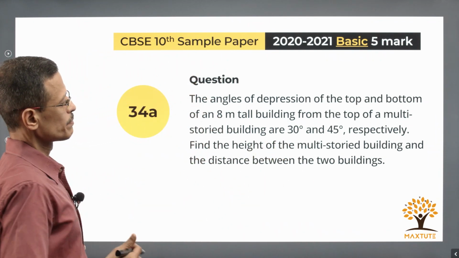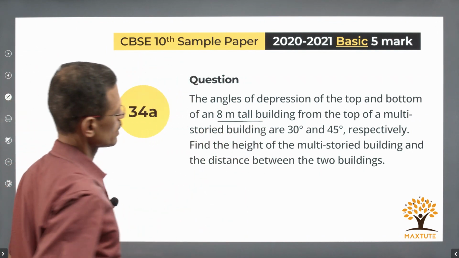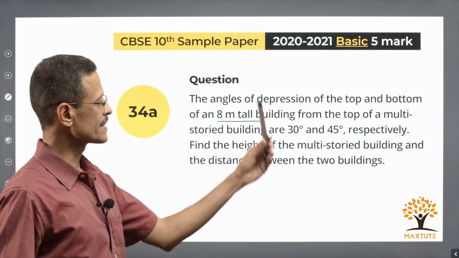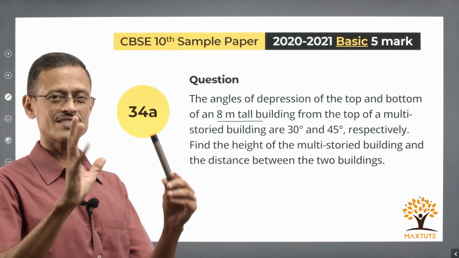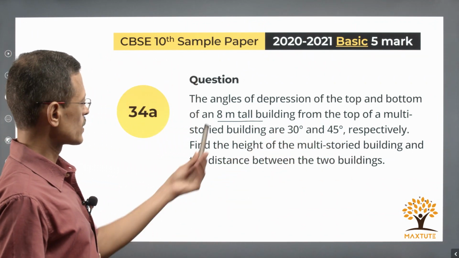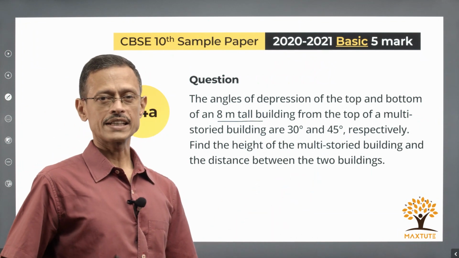The angles of depression of the top and bottom of an 8-meter tall building from the top of a multi-storied building are 30 degrees and 45 degrees respectively. We'll understand what it is in the next slide. Find the height of the multi-storied building, because we know the height of the other building, and the distance between the 2 buildings, which is what we need to find out.